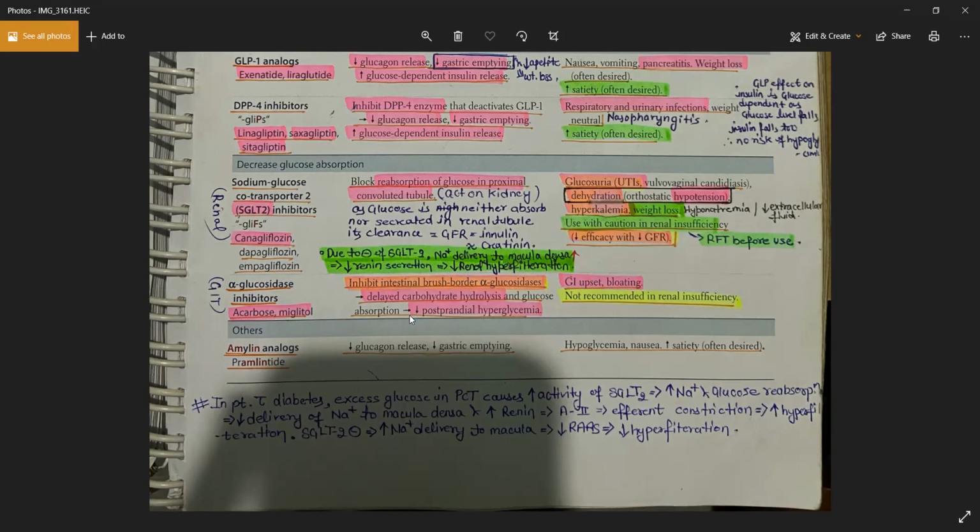Okay, so they're actually useful in decreasing the postprandial hyperglycemia. They can cause the hypoglycemia. Okay, any doubt on these alpha glucosidase inhibitors? Very much easy. They just inhibit the glucosidases. Okay.